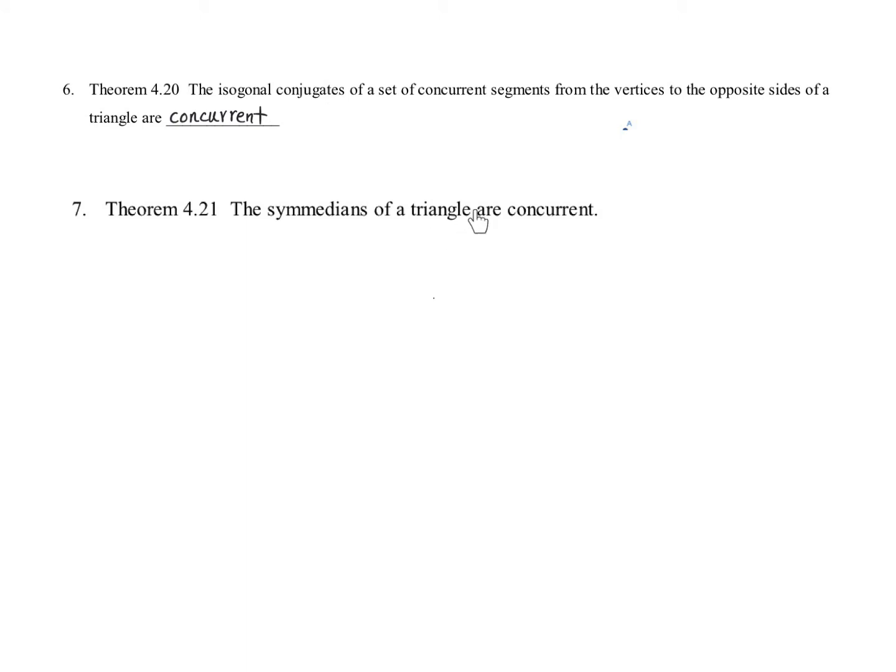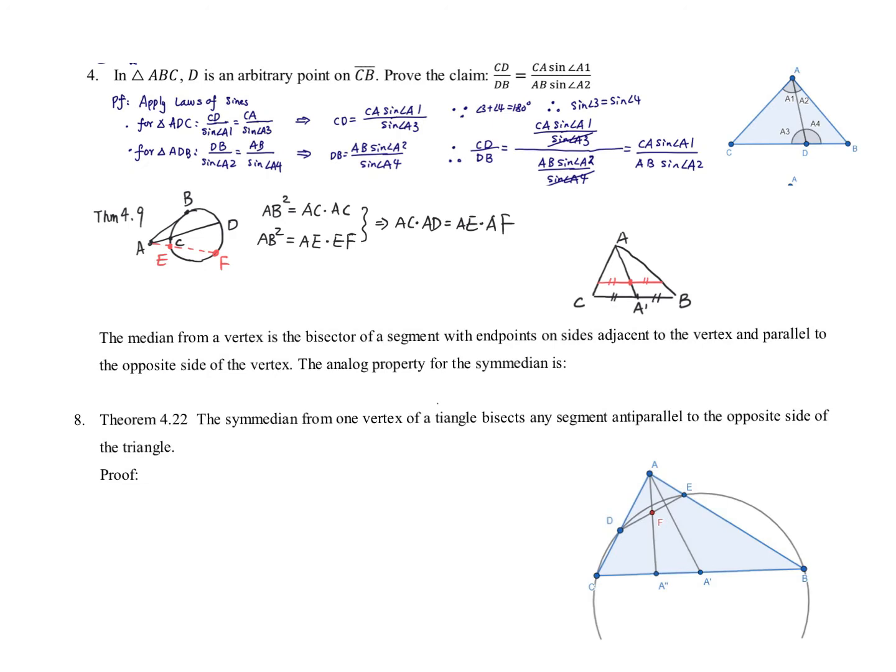And then we know the medians of a triangle are concurrent. Therefore, since they're isogonal conjugates, the C-medians are also concurrent. So that's just a quick comment about this theorem. It comes from theorem 4.20. We will prove theorem 4.22.